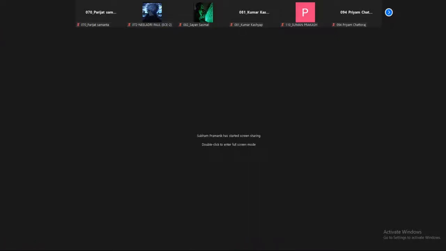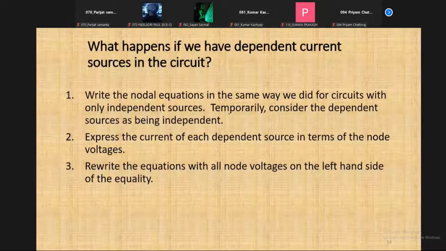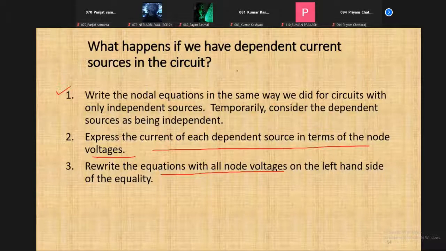How to deal with those problems where we have dependent current sources? Basically, we need to consider those dependent sources just like independent sources. Then we express the currents of each dependent source in terms of node voltages, and then we rewrite the equation. So instead of going through these points, rather we can consider a circuit. Then the illustration will be easier.